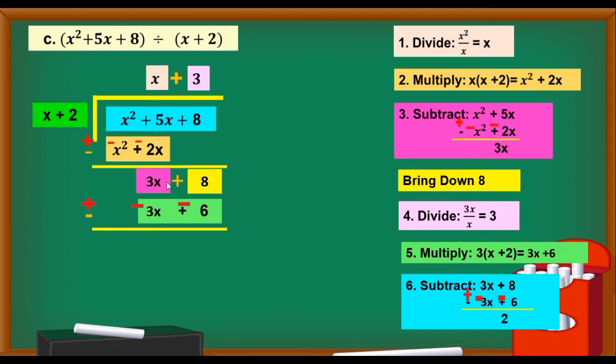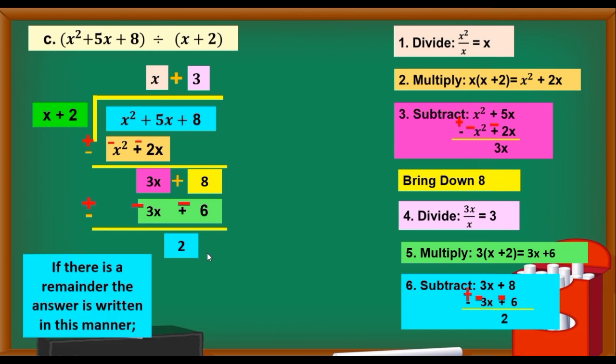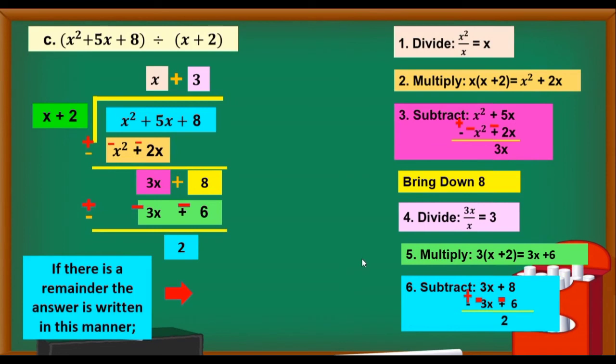Pero kung mapapansin natin, positive 3 plus negative 3 is 0. Positive 8 plus negative 6 ay 2. May naiwan po tayong 2. At wala na tayong variable. So, ibig sabihin, hihinto na rin po tayo. Siya naman po yung tinatawag nating remainder. So, yung 2 natin ay remainder. So, if there is a remainder, the answer is written in this manner. So, kapag may naiwan po tayo, may natira tayo, ganito po natin isusulat.